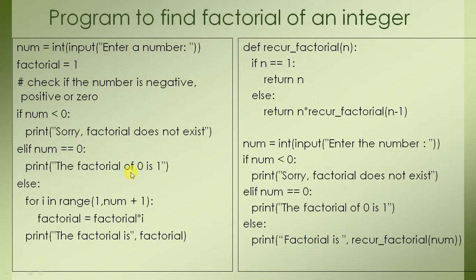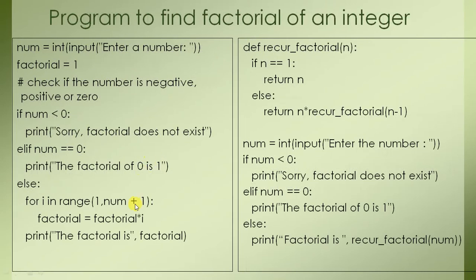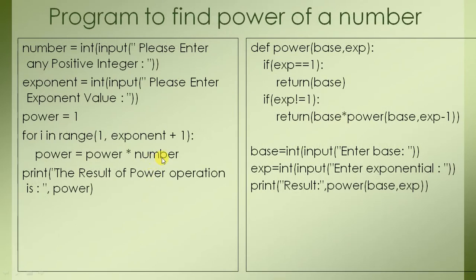Okay, just see the difference. Here factorial is equal to factorial into i, whereas in power, power is equal to power into number, because you have to calculate x to the power n, and x to the power n is equal to x into x into x, n times. That's why the same number is to be multiplied n times. That's why here we write the number, but in the factorial one we write i, because factorial of 5 is equal to 5 into 4 into 3 into 2 into 1, because the numbers are decreasing, but here the numbers remain the same. That's why we put the number here.